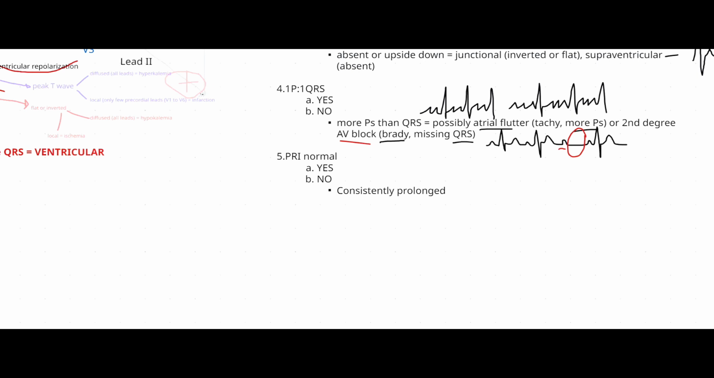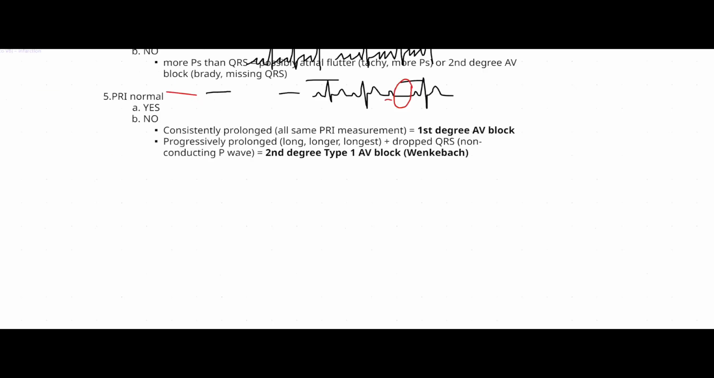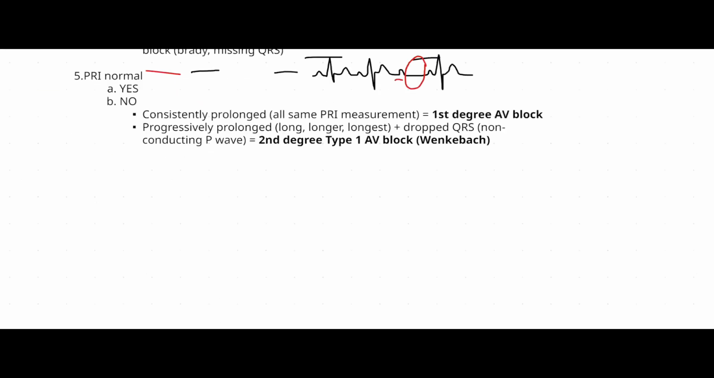So what's the criteria for a Wenckebach, for a second degree type 1? It gets longer and longer and longer. The PR interval gets longer and longer and longer. So how would that look? So you have PR interval, QRS, T, PR interval, QRS, T, PR interval, QRS, T, PR.